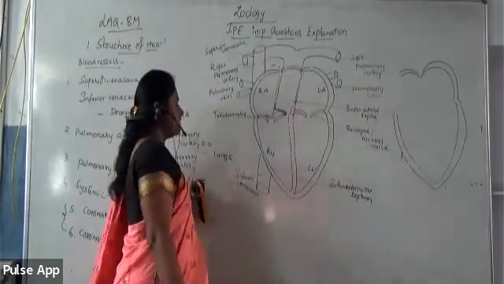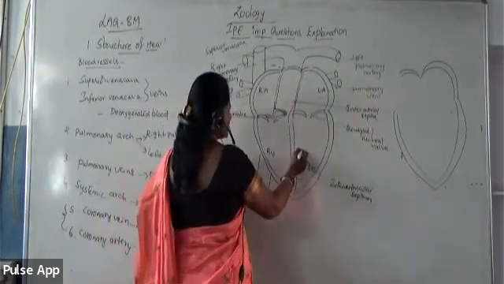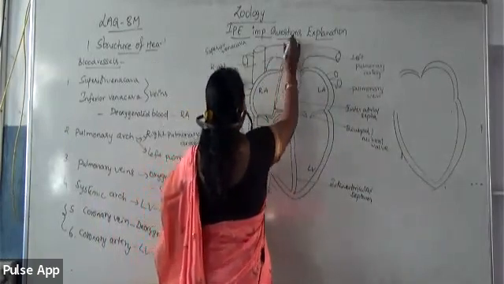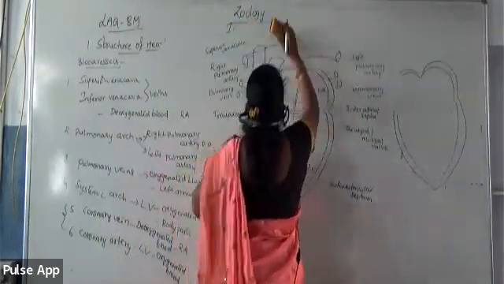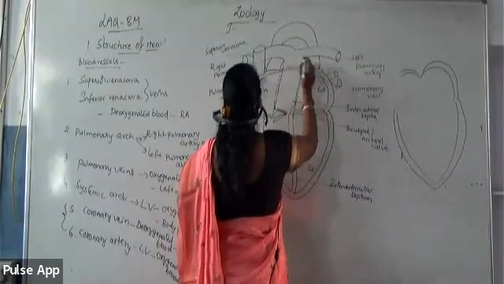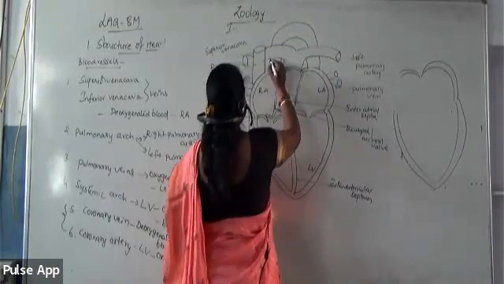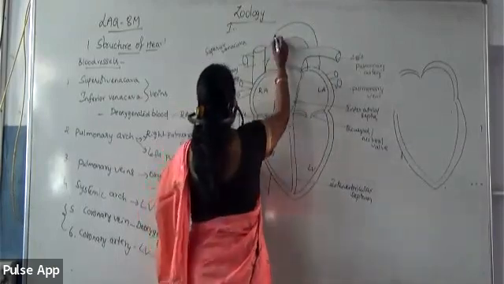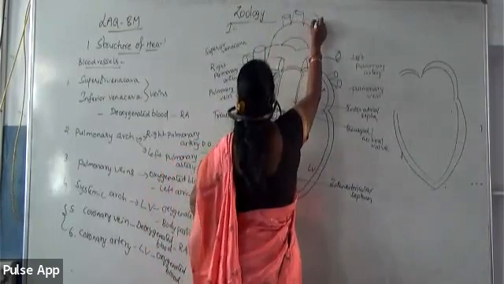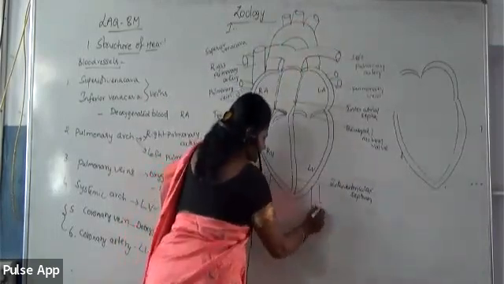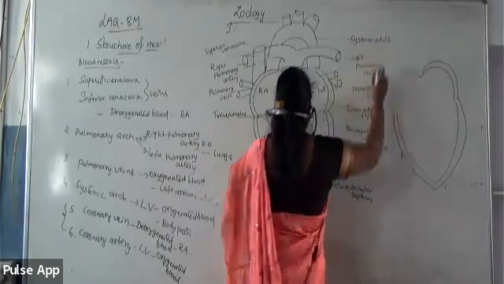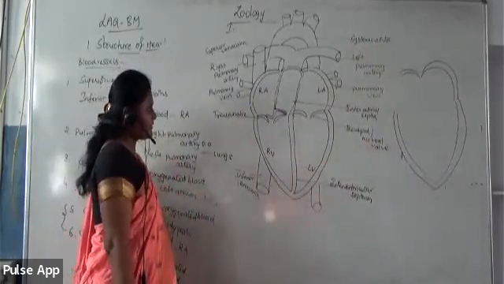Then the systemic aorta, which is arising from the left ventricle. That is an arch, the systemic arch, which supplies oxygenated blood to different body parts. So this arch, the systemic arch with branches. So this is the systemic aorta. So like this, the different blood vessels you need to show.